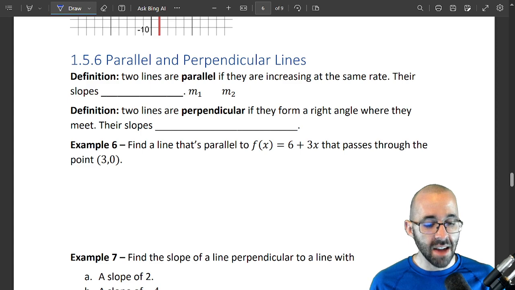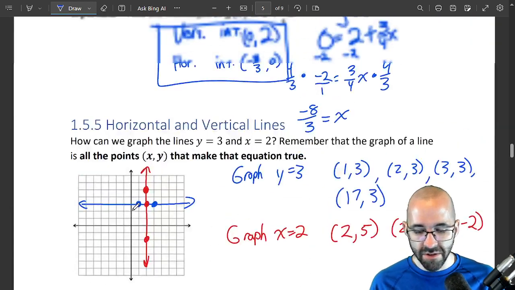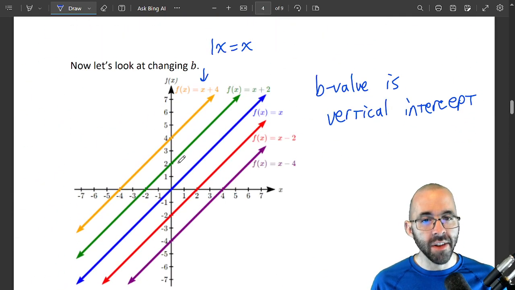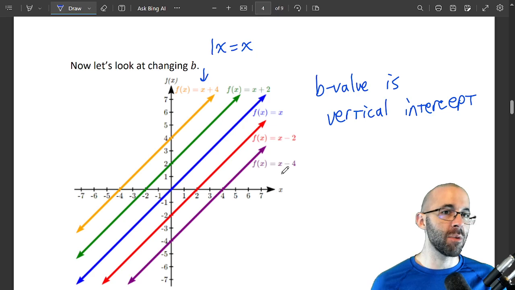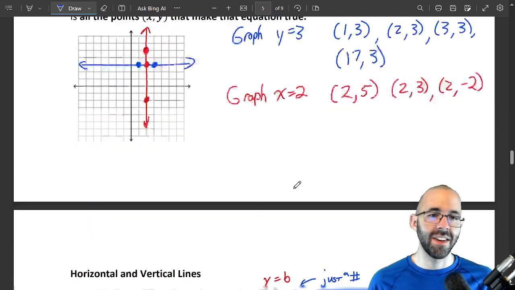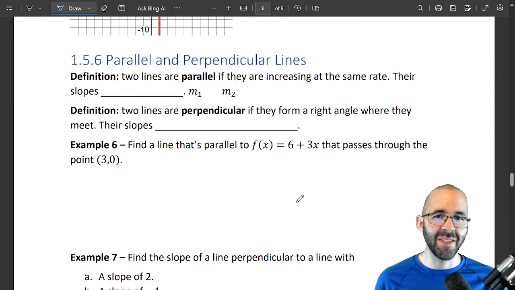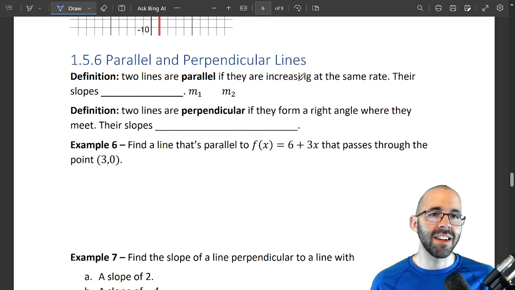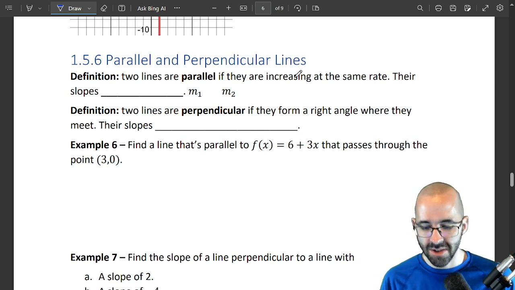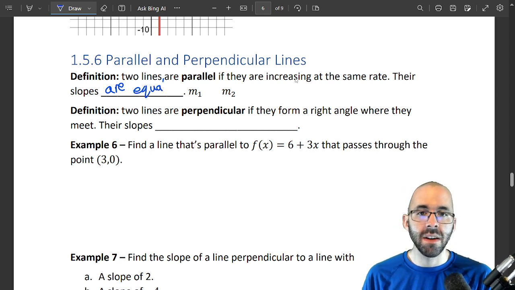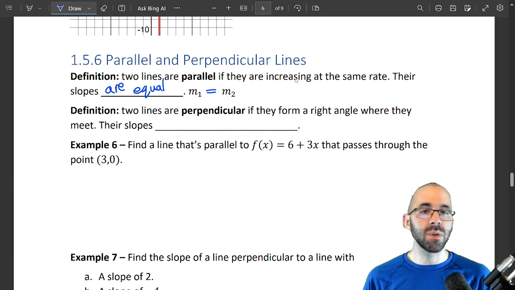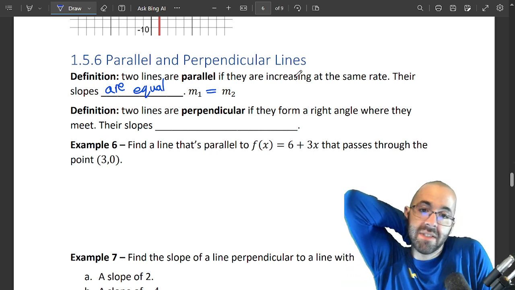We already saw some examples of parallel lines back in 153. Remember all these? What do they have in common? They all have the same slope. That's what we'll look at for parallel lines. I get too excited, I get ahead of myself. Two lines are parallel if they're increasing at the same rate. So their slopes are equal or the same. M1, the slope of the first line, is equal to M2, the slope of the second line.